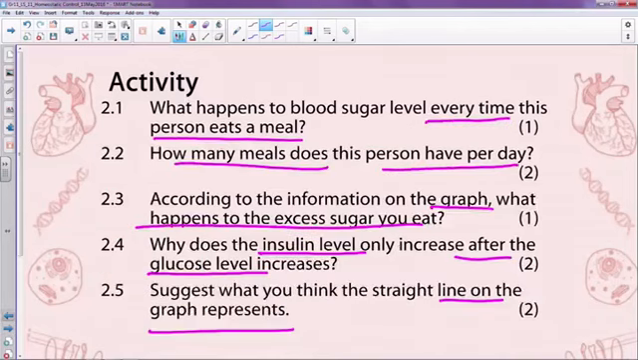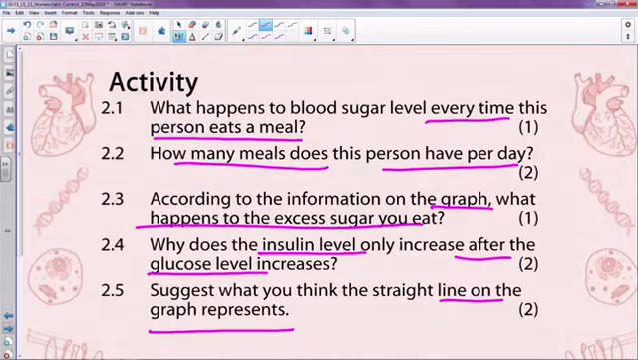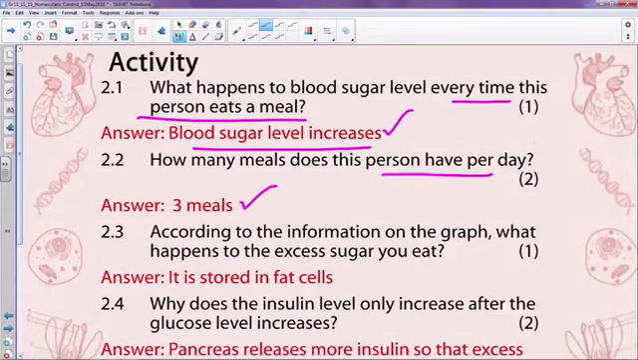How many meals does this person have per day? If we go back very quickly to that graph, we can see that there is breakfast, there is lunch, and dinner. Wow, quite a fortunate guy, having 3 meals a day, which is quite good because we need to have 3 meals a day, and that's important. So the person does have 3 meals a day.